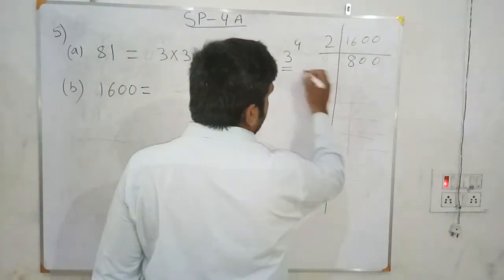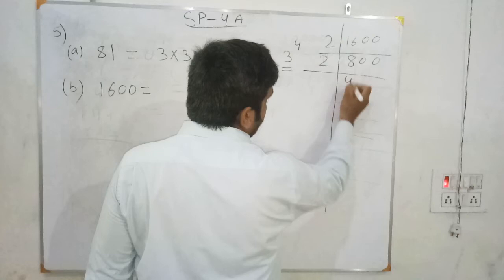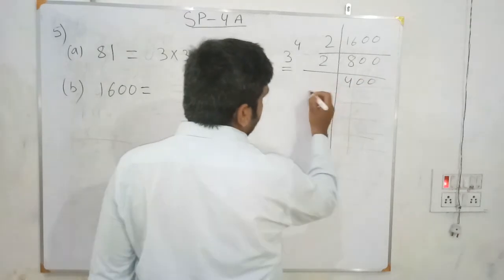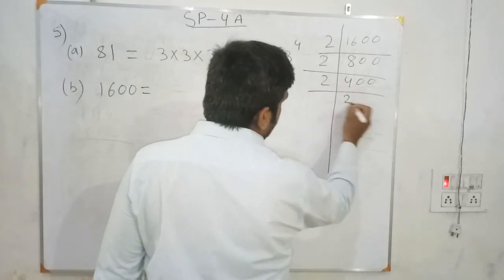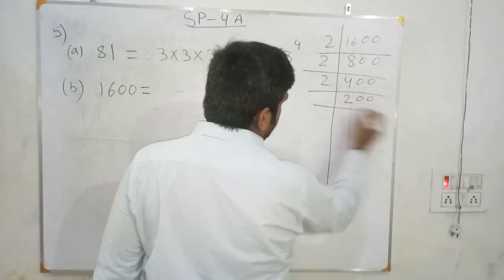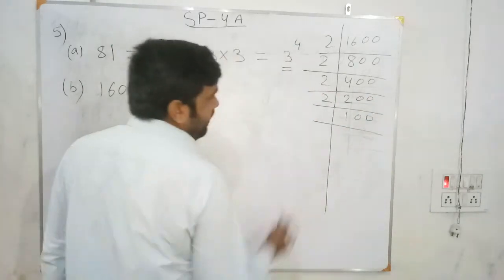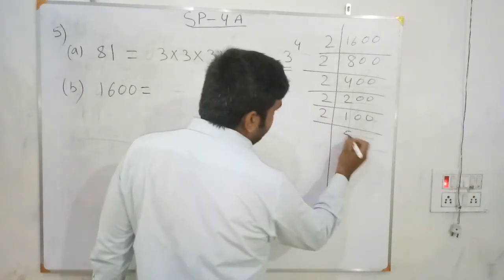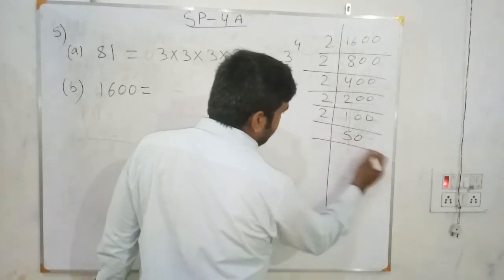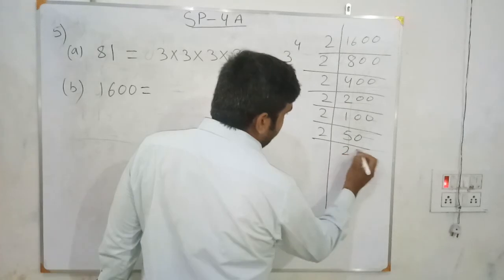2 0 is 0. Again 2 4s are 8. 2 0 is 0. Again 2 2s are 4. 2 1 is 2. And 2 5s are 10. 2 0 is 0. 2 25s are 50.